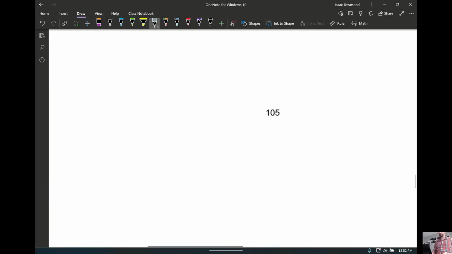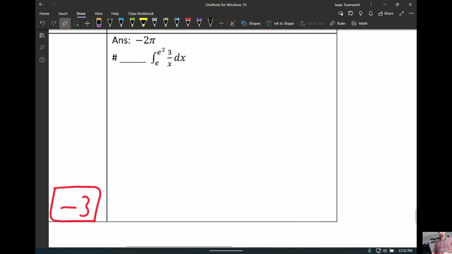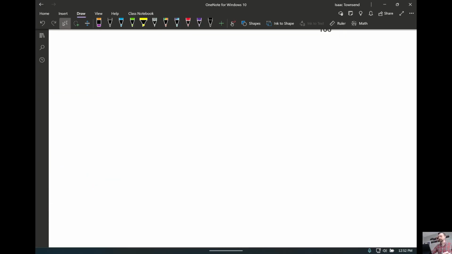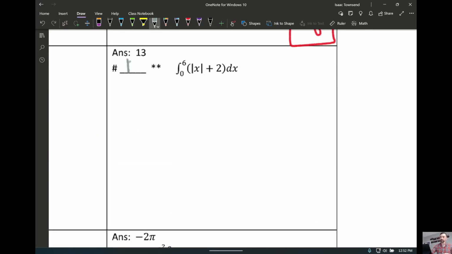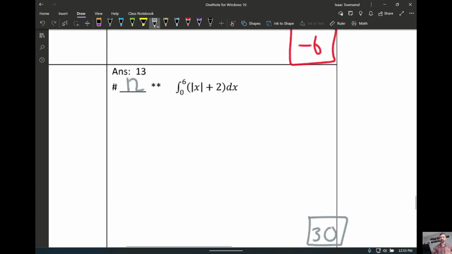Question 12, I also drew a graph for, ended up with an answer of 30. Very similar, question 11 and question 12 basically have similar setups, just different looking graphs. And then maybe one more. Number 13 is on the top right of the front page.